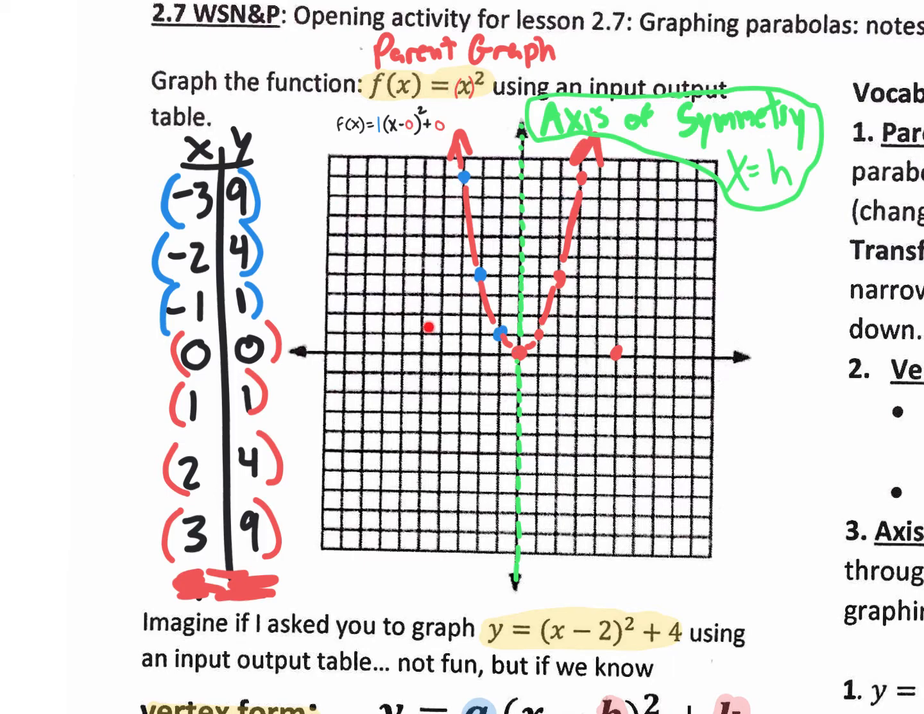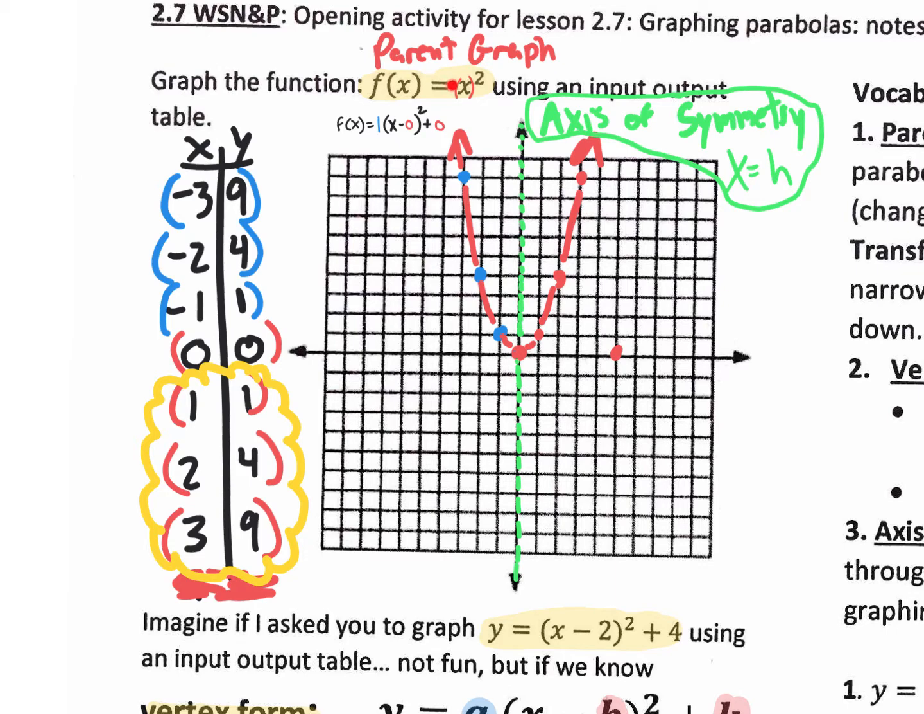It's not going to be wider. It's not going to be narrower. So if your a value is 1, you could use the pattern 1, 1, 2, 4, 3, 9. On the original parent graph, the 1, 1 was an actual coordinate. The 2, 4 was an actual coordinate. The 3, 9 was an actual coordinate. Does that make sense?